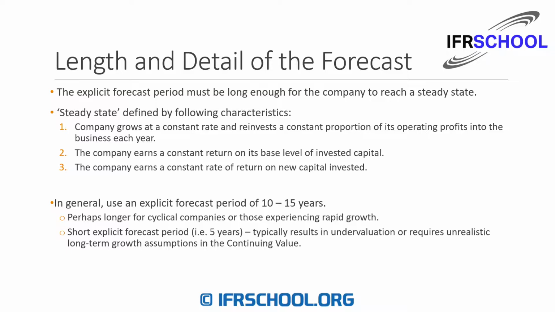In general, you should use an explicit forecast period that is 10 to 15 years in length, perhaps even longer for cyclical companies or those companies experiencing rapid growth. If you select a short explicit forecast period, say 5 years in length, this will typically result in an undervaluation or will require unrealistic long-term growth assumptions when calculating the continuing value.